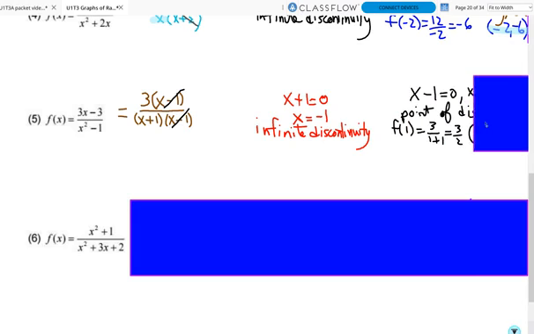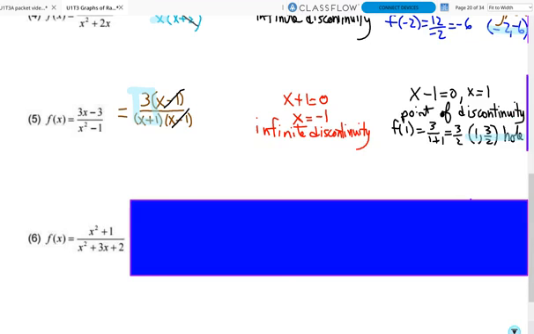X minus 1 is the common factor. Set equal to 0 means the x value of the point of discontinuity is 1. 1 plugged into the reduced rational equation is 1 plugged into 3 over x plus 1, making it 3 over 2. The hole or point of discontinuity is at y equals 3 over 2.